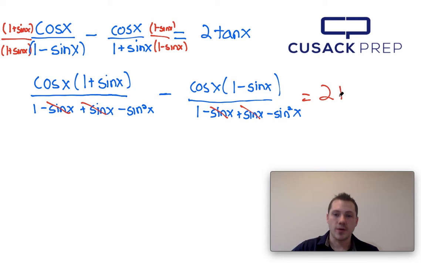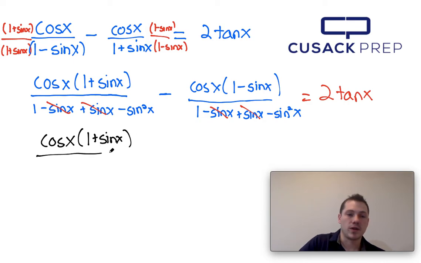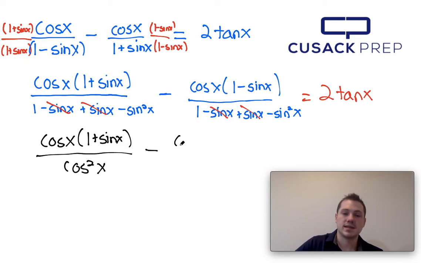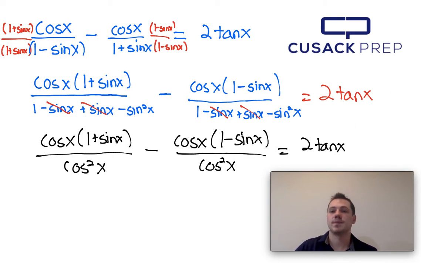Well, we know that 1 minus sine squared is just equal to cosine squared. So what I can do is rewrite this as cosine of x times 1 plus sine of x over cosine squared of x, minus cosine of x times 1 minus sine of x over cosine squared of x, and that equals the right side still, which is 2 tangent of x.